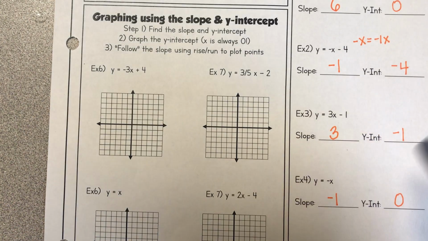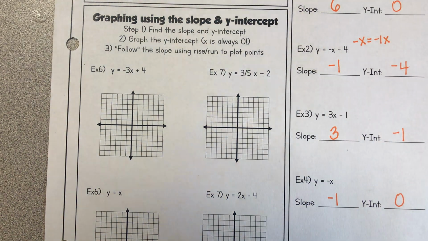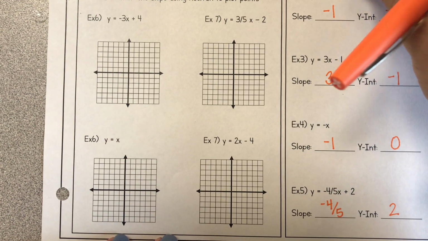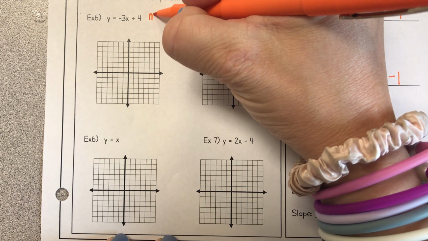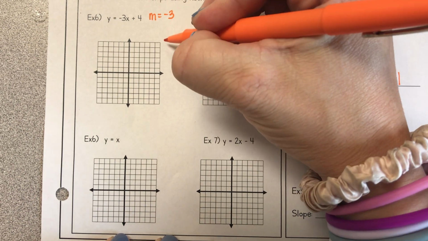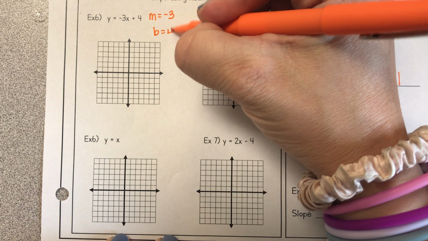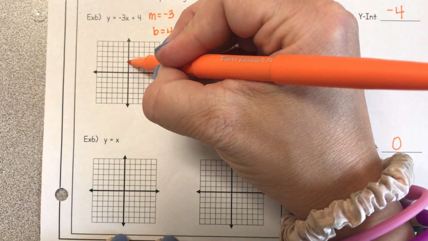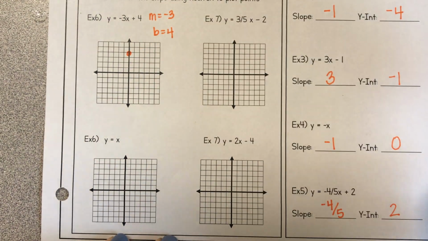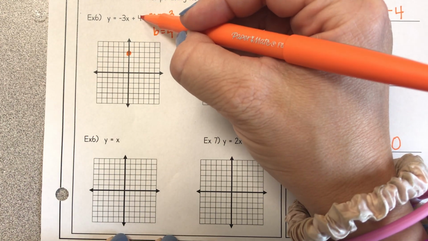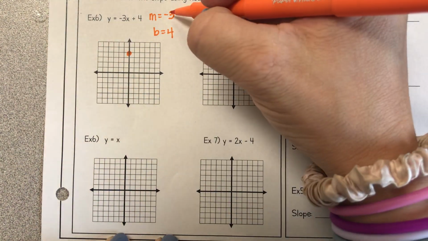Okay, so graphing using the slope and the y-intercept. So step number 1 is to identify, well, what's the slope and what's the y-intercept? Step 2 is to graph the y-intercept and then follow the slope. Okay, so for example, look at number 6. Okay, so our slope is negative 3 and our y-intercept is 4. So we're going to start on the y-axis at 4 because this y-intercept is 4. And then our slope is negative 3.